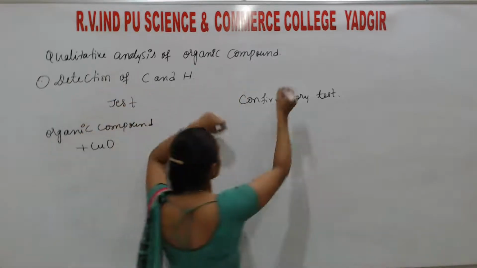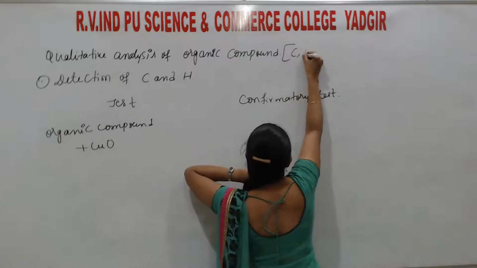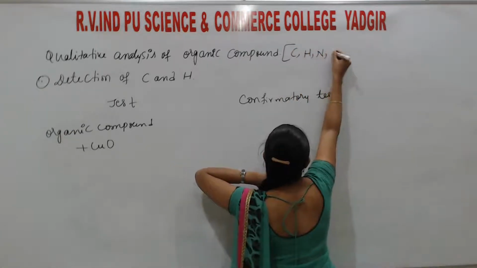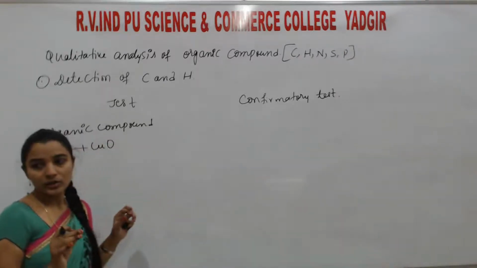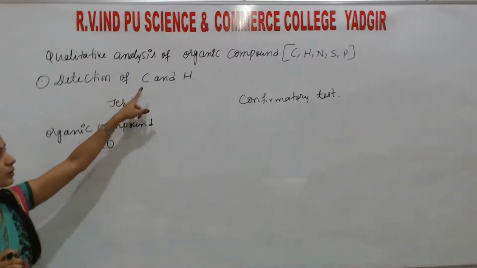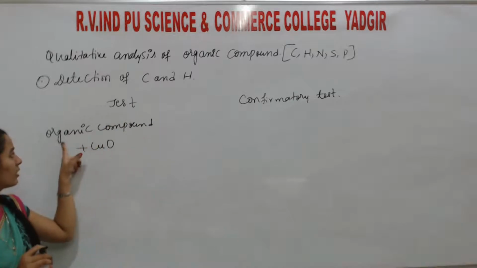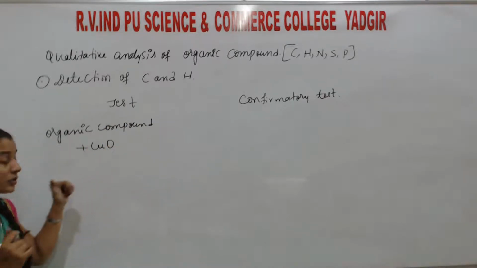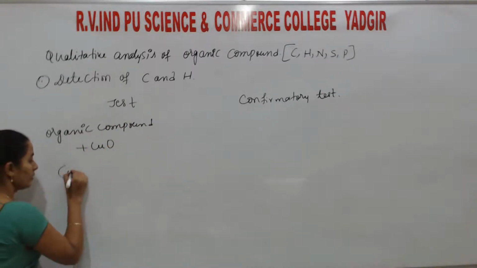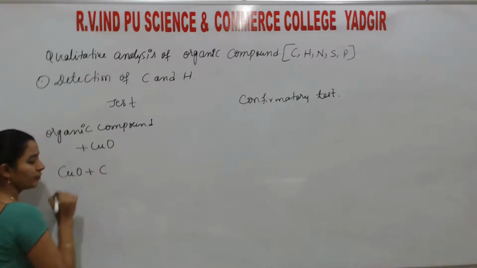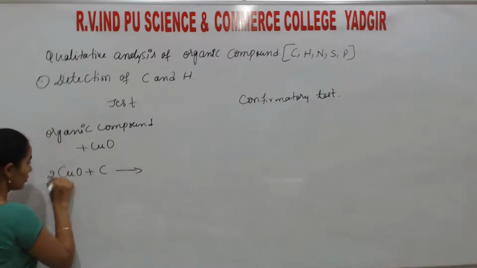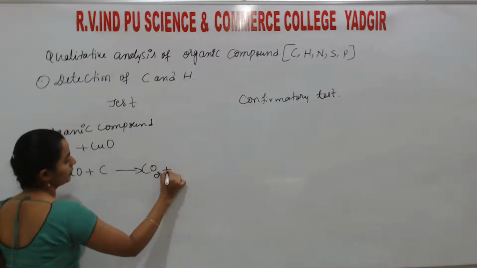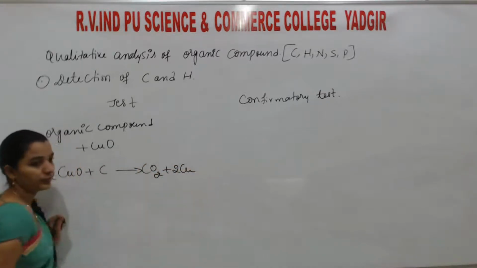I'll write here, this carbon compound consists of carbon, hydrogen, nitrogen, sulfur, phosphorus. Initially we have to convert carbon and nitrogen. So this is the test: organic compound plus CuO. So what happens there? Listen. CuO, if it reacts with carbon, it is a good oxidizing agent, so it forms CO2 plus 2Cu.